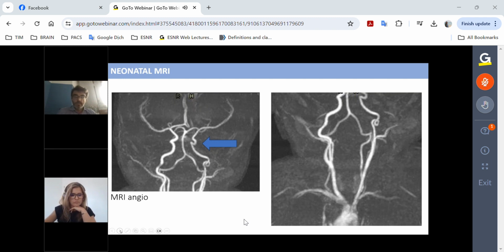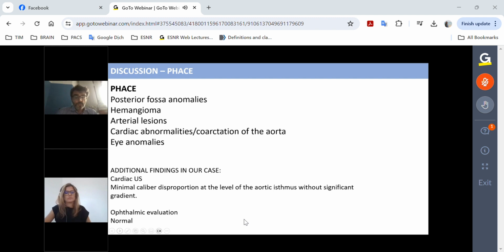So we did an MRI angio, and we noticed that there is an asymmetry of the carotid artery, with the left one being a little bit smaller, but no other clear malformation of the vessels. If you consider the definition of PHACE, PHACE stands for P, posterior fossa anomalies, H, hemangioma, A, arterial lesion, C, cardiac abnormalities and coarctation of the aorta, and E, eye anomalies. So we looked to see if the patient had any cardiac abnormalities, and he did not, just minor findings which are not very consistent with the diagnosis, and the ophthalmologic evaluation was normal.